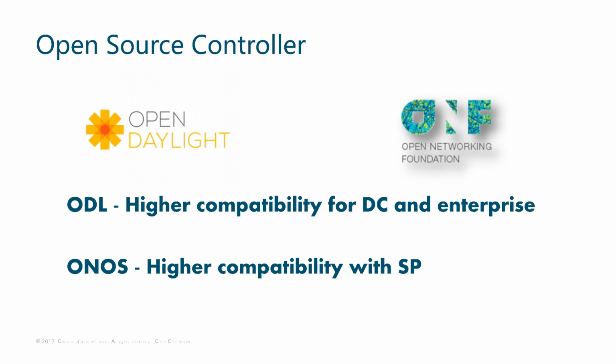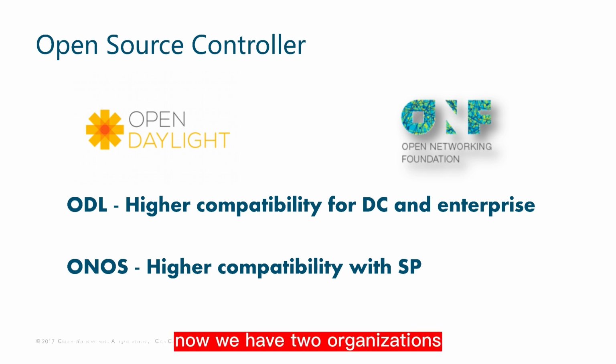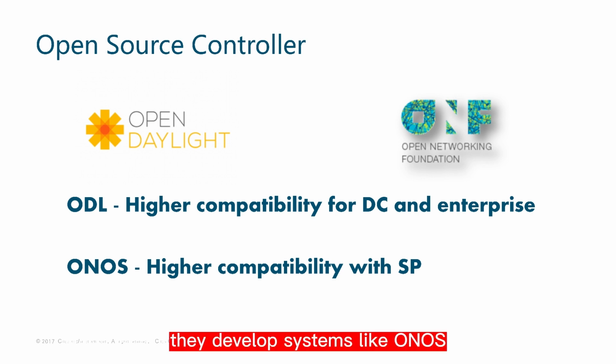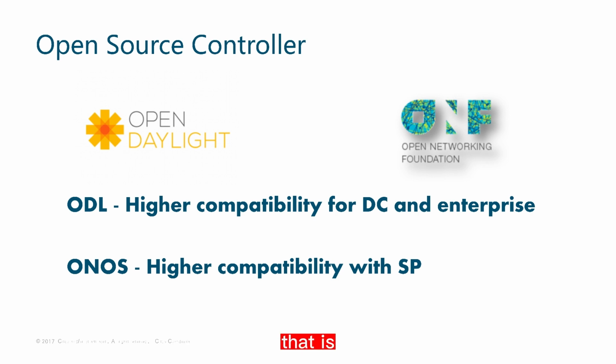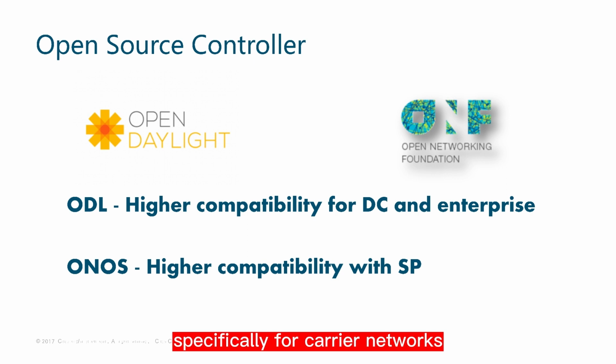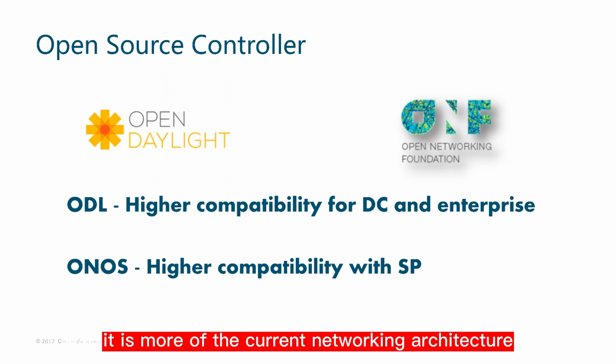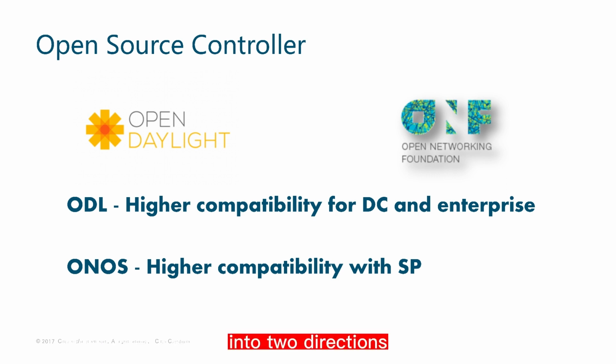To us, now we have two organizations. One is called ONF. They develop systems like ONOS. It is more compatible with operators, that is, specifically for carrier networks. Then the software developed by ODL is also called ODL. They are geared toward data centers and enterprises. It is more of the current networking architecture. Into two directions. In fact, they get a lot of support.